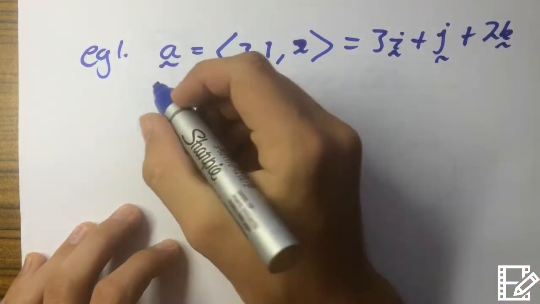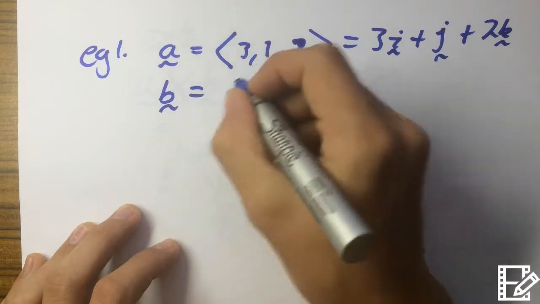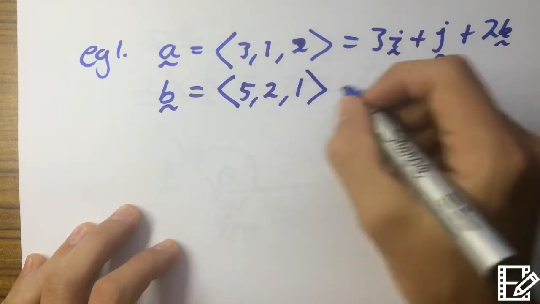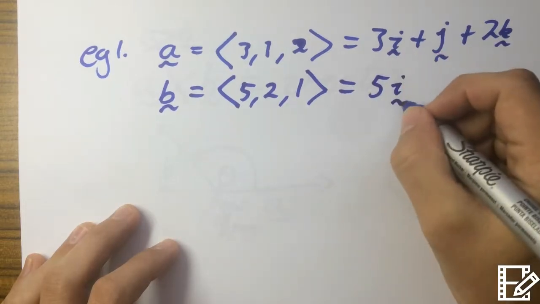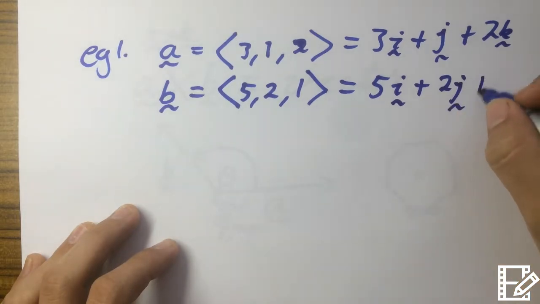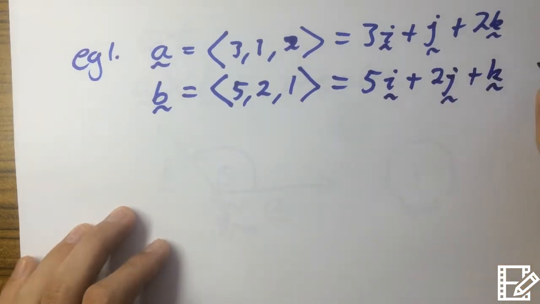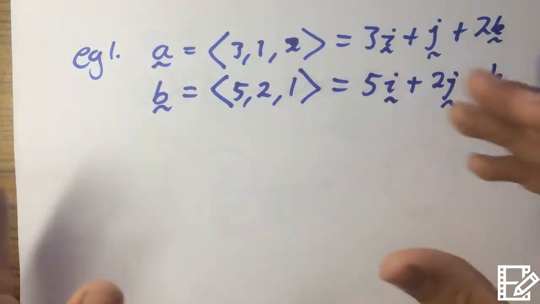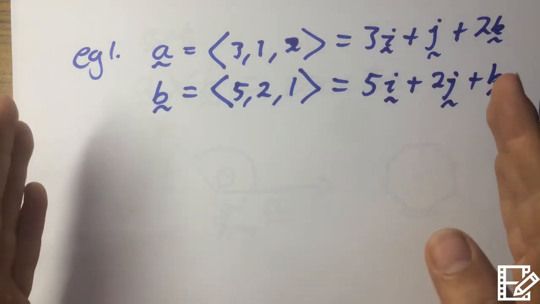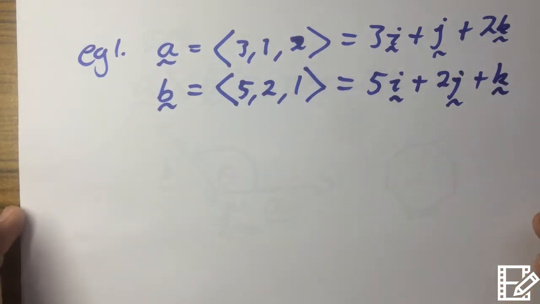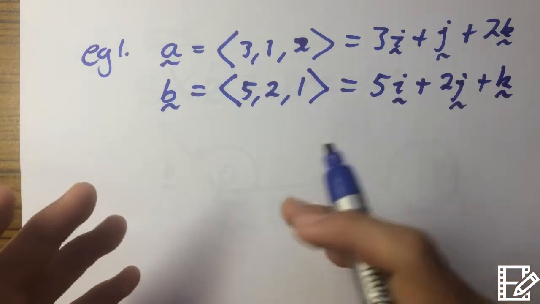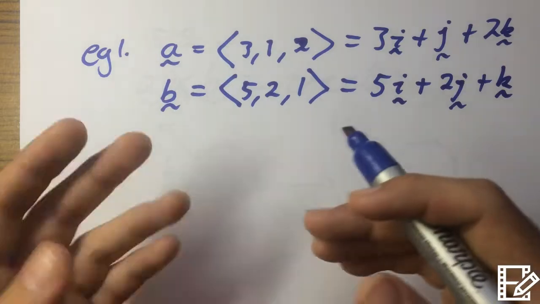Anyway, now we have B, 5, negative 2, 1, which equals 5 in the positive i direction, negative 2 in the j direction, and 1 in the positive k direction. Now, there is a formula that you can follow for doing the cross product, but it's kind of long, and I never really remember that. I just usually learn the process of doing it the way I do it, and I remember it every time.